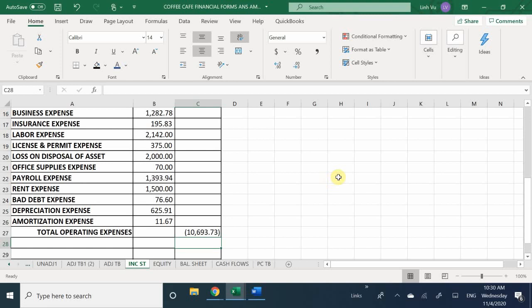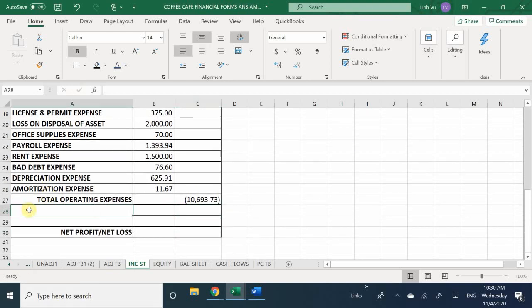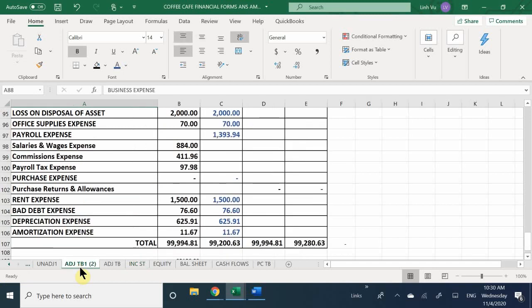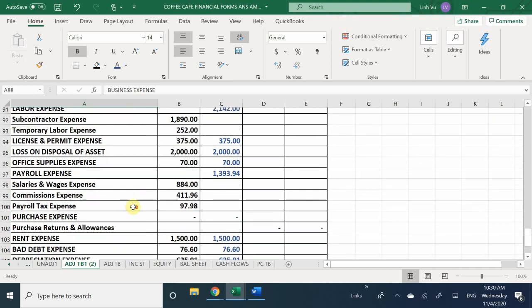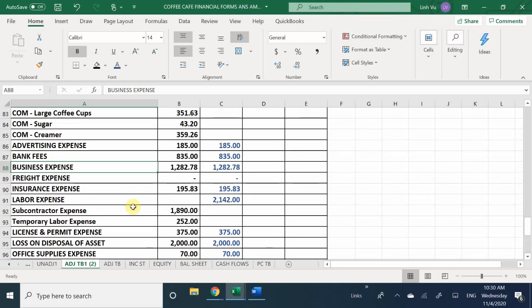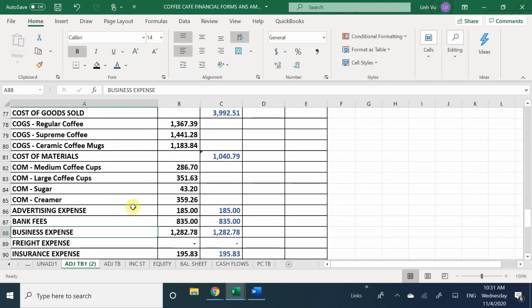$10,693.73. Good. Right? Now, we also have to add in any other income. Right? So I'm going to go ahead and write other income. And do we actually have any other income? Did we have any other income?